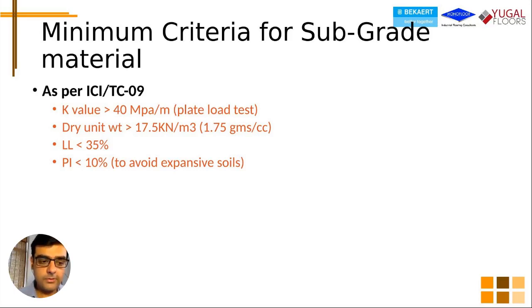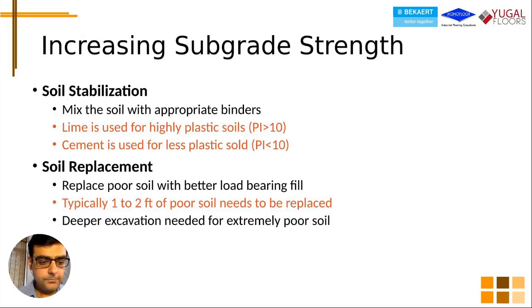All right, so again, some factual information from the code. Anything in my presentation that you see in red has been taken directly from ICI TC09. That is what the code says. So the code recommends a minimum K value of 40 megapascals per meter, a dry unit weight of at least 1.75 grams per cc for the soil, a liquid limit of less than 35%, and a plasticity index of less than 10%. Now, LL and PI are used to ensure that we are not using too expansive a soil like clay or silt.